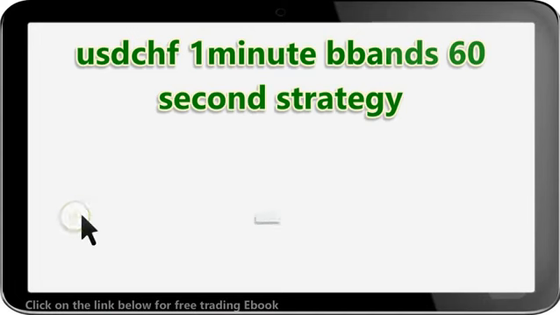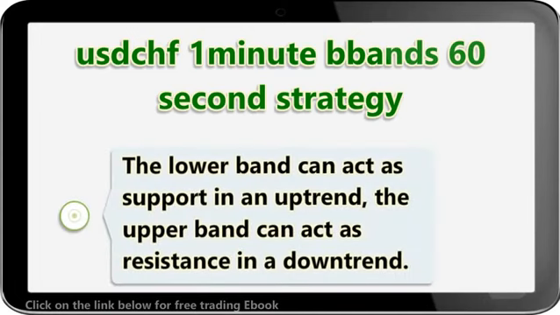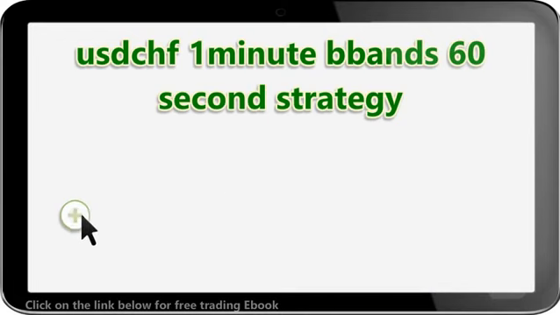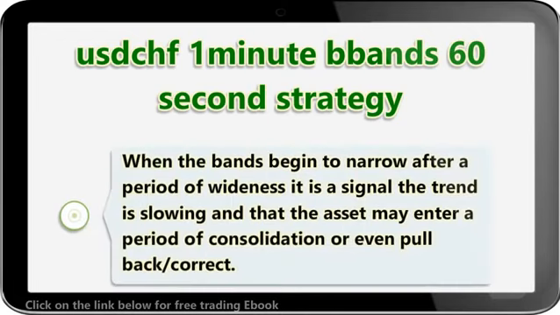The lower band can act as support in an uptrend, the upper band can act as resistance in a downtrend. When the bands begin to narrow after a period of wideness it is a signal the trend is slowing and that the asset may enter a period of consolidation or even pullback.